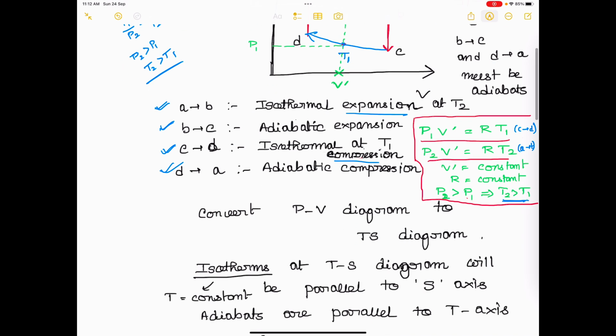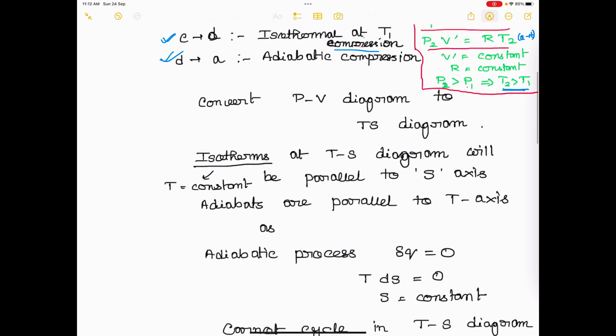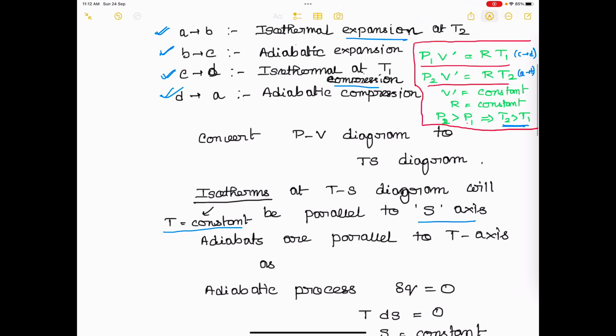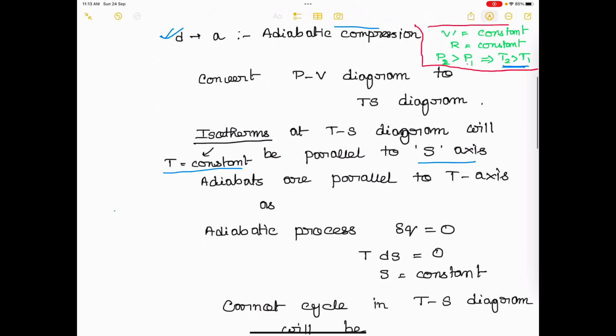Now we have to convert this PV diagram to a TS diagram. Some features of the TS diagram: an isothermal process, where temperature T is constant, must be parallel to the S axis. If this is your S and this is your T, then T constant means this, whereas S constant means an adiabatic process, as adiabats are parallel to the T axis.